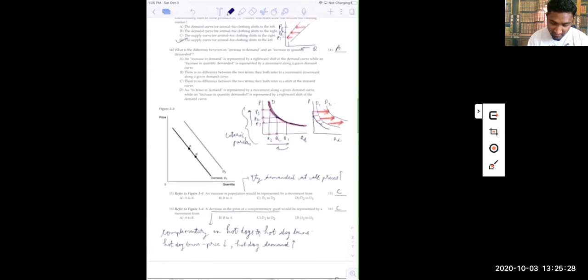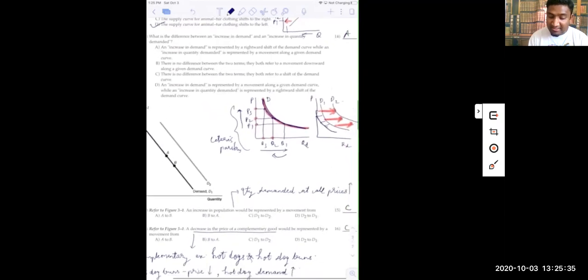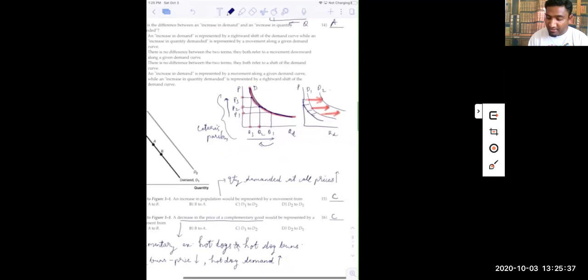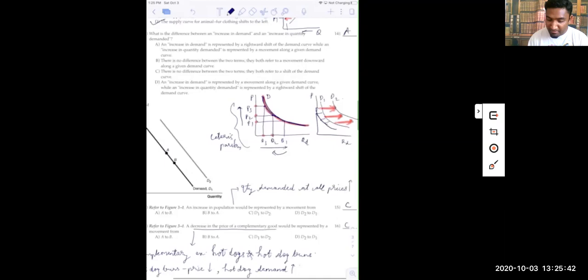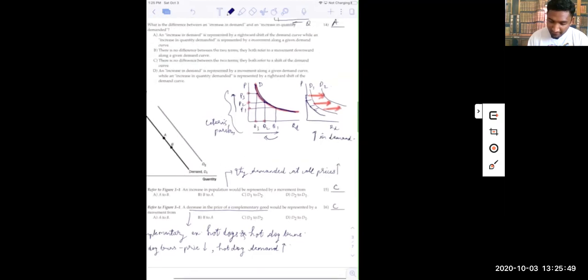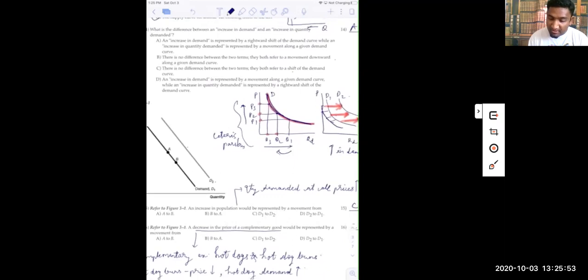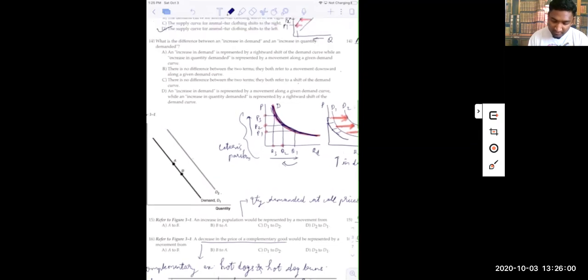So the difference between increase in demand and increase in quantity demanded is that an increase in demand is represented by a rightward shift in the demand curve. This is increase in demand. While increase in quantity demanded is represented by movement along the curve. So the answer is A.